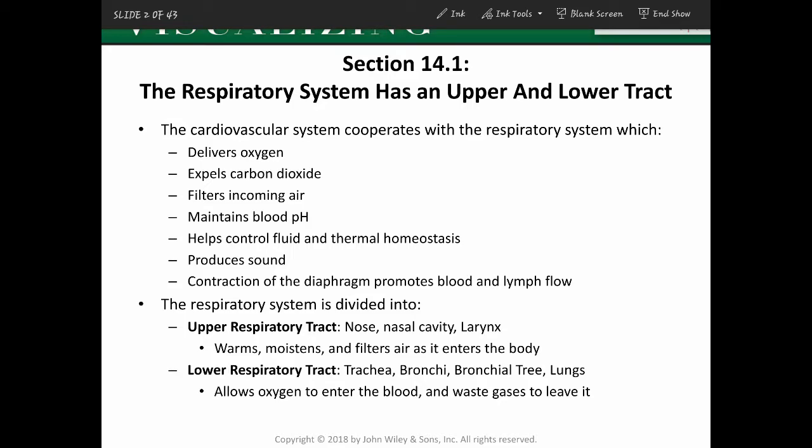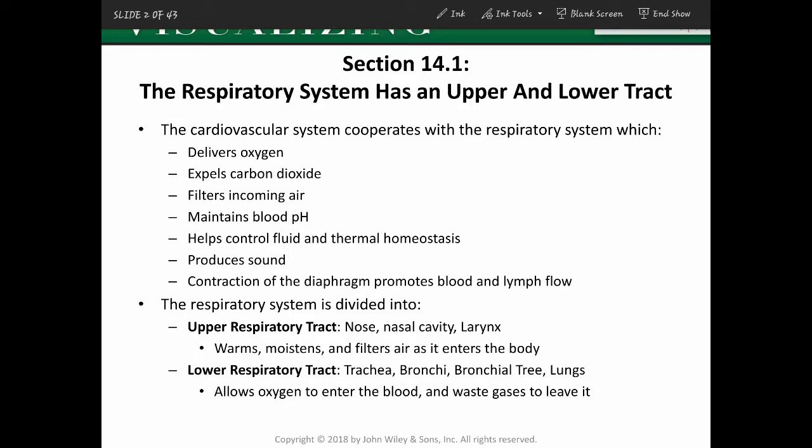So the respiratory system works closely with the cardiovascular system in order to deliver oxygen and expel carbon dioxide in the body. And then the respiratory system also has the function of filtering incoming air, and in doing so also maintaining the blood pH because of the carbon dioxide expulsion. So aside from that, it also helps control fluid and thermal homeostasis. So how does it do that?